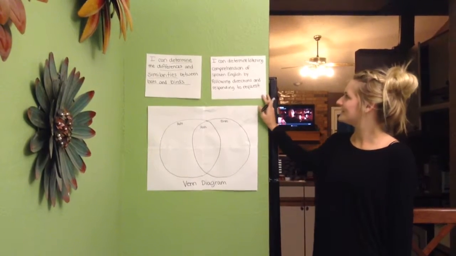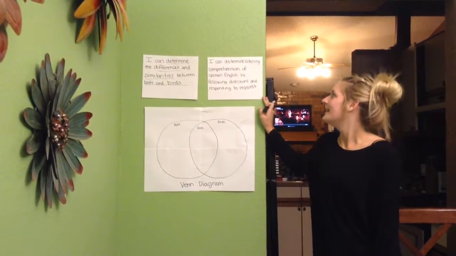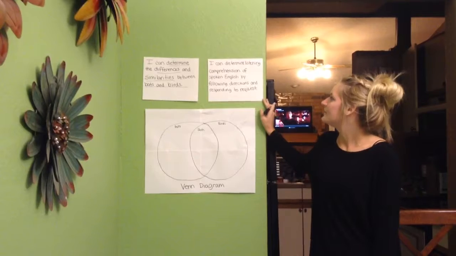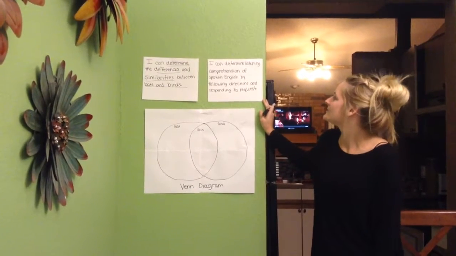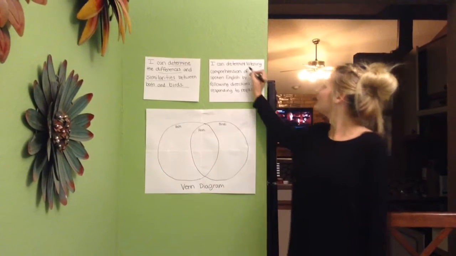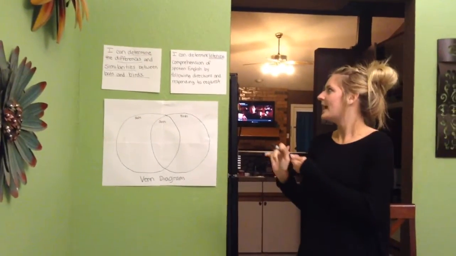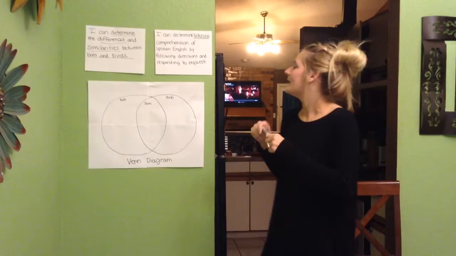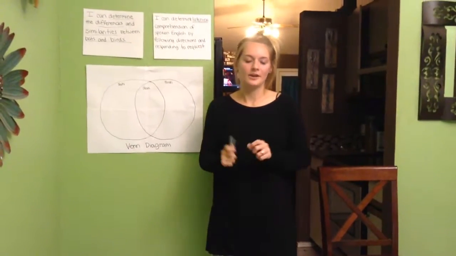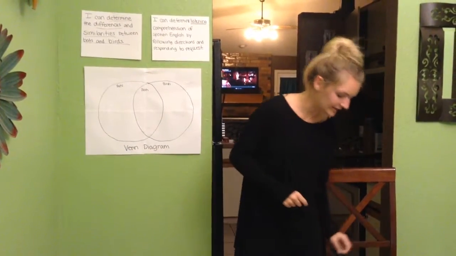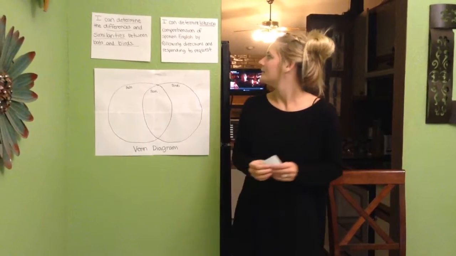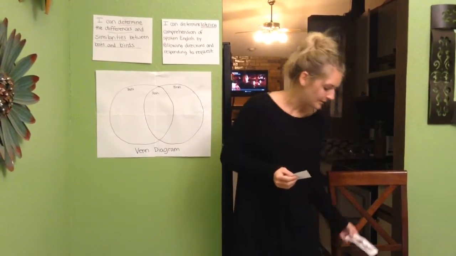And then our language objective says, I can determine listening comprehension of spoken English by following directions and responding to requests. So we're really focusing on our listening right here. You're going to get to show your listening comprehension by following my requests, and you're going to get to respond, and I'll talk about that in a second. You're going to get to use physical responses to respond to me.